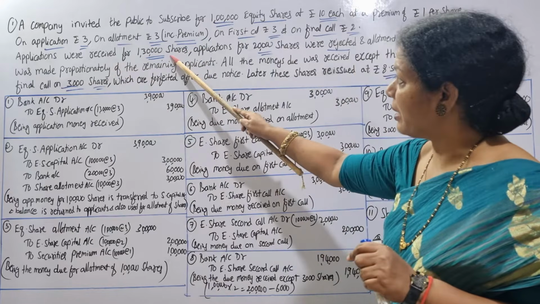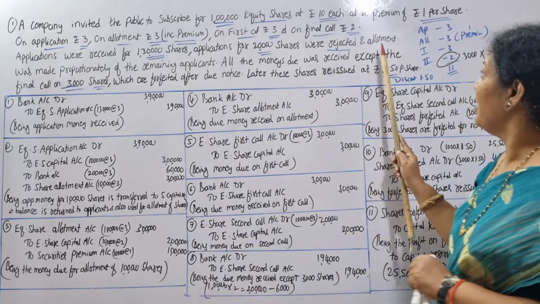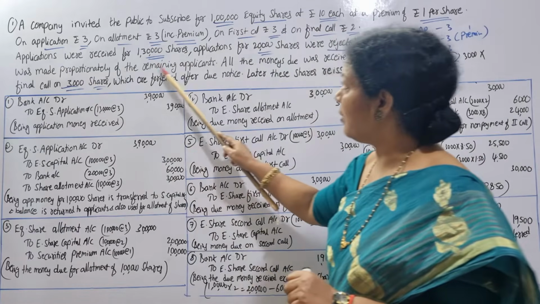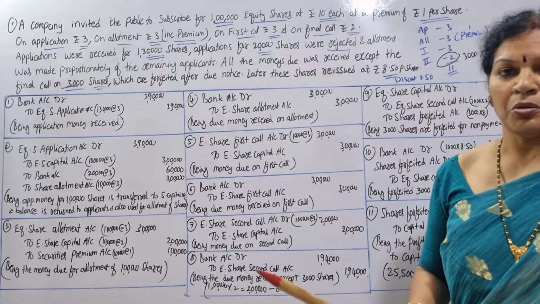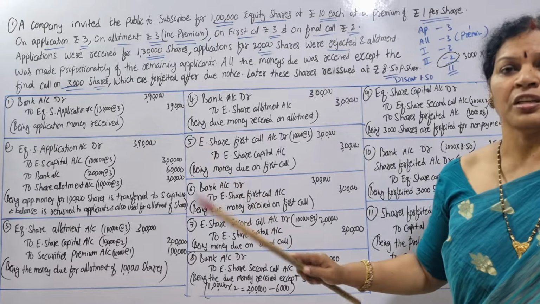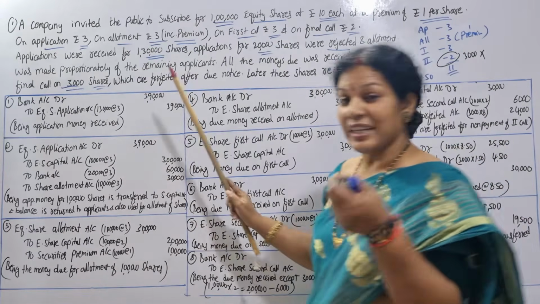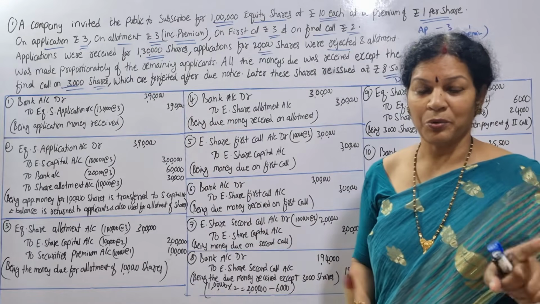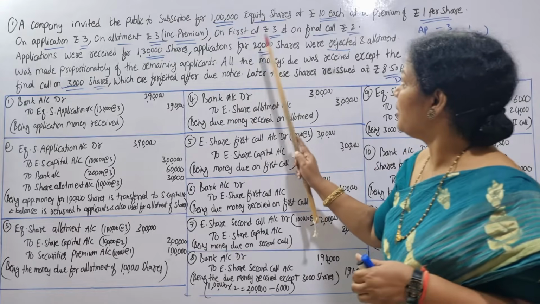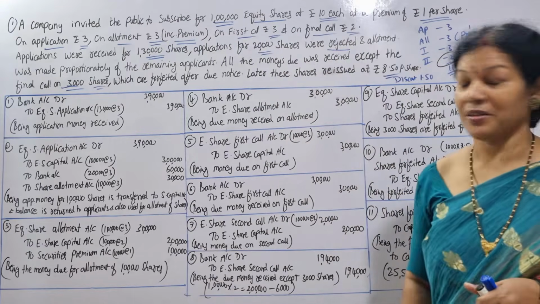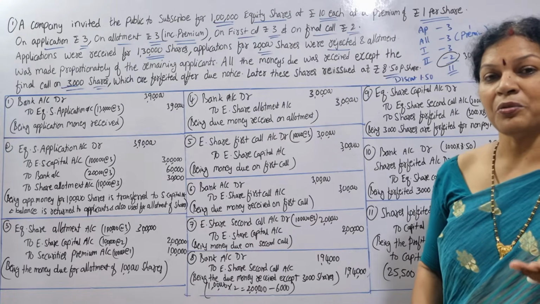Here applications were received for 1,30,000. Applicants for 20,000 were rejected. Allotment was made proportionately to the remaining applicants, and the rest of the money is rejected. 20,000 is adjusted, meaning 10,000 is returned. Now the second entry is here. Always remember, we got extra amount. Actually 1 lakh only we have issued, but 1,30,000 we got. Out of that, 20,000 is rejected and 10,000 is accepted.